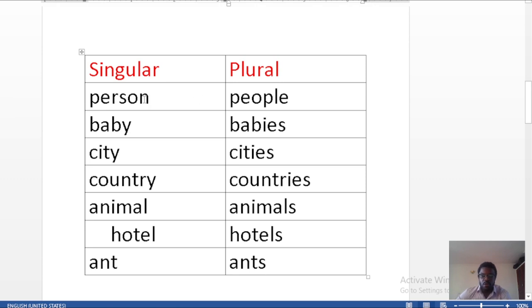So when it is more than one, we say the word people. When it is one, we say the word person. So here you see baby. Baby here ends with a Y. This is what I wanted to explain to you.